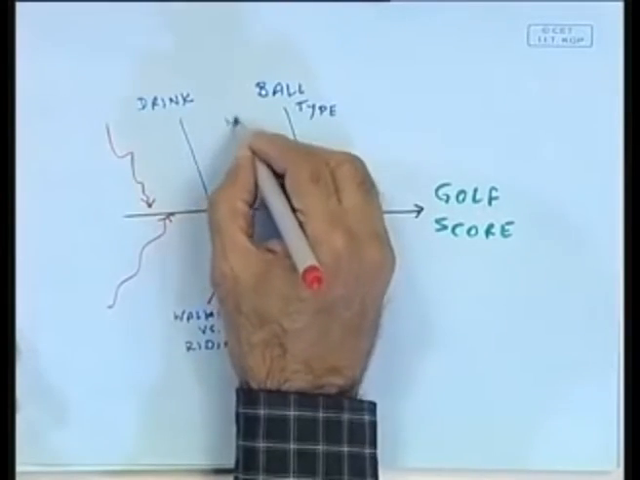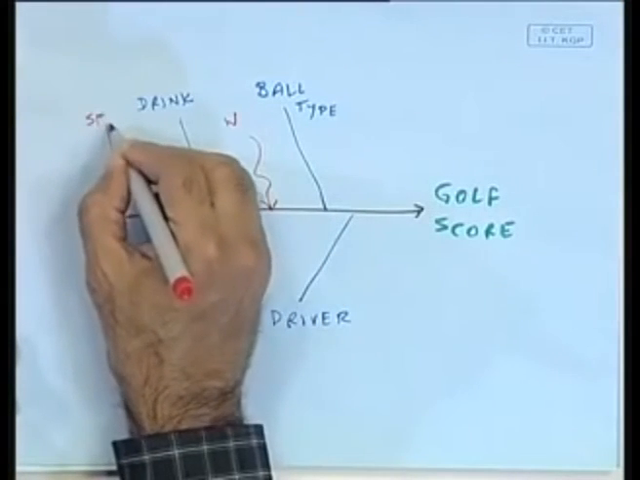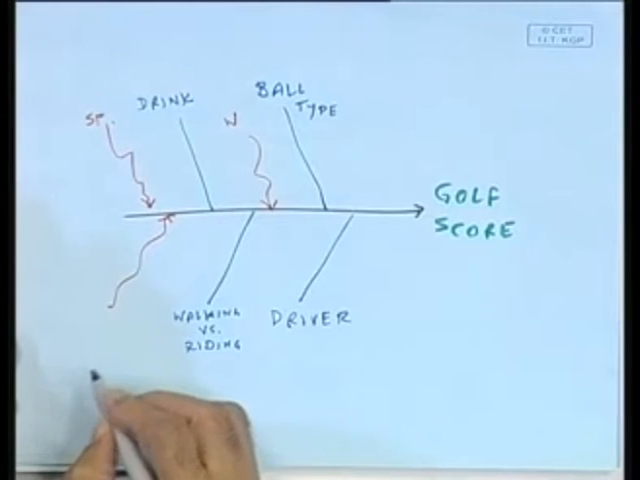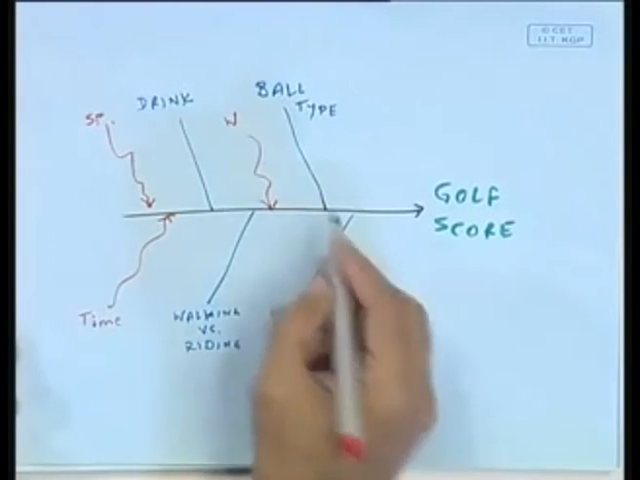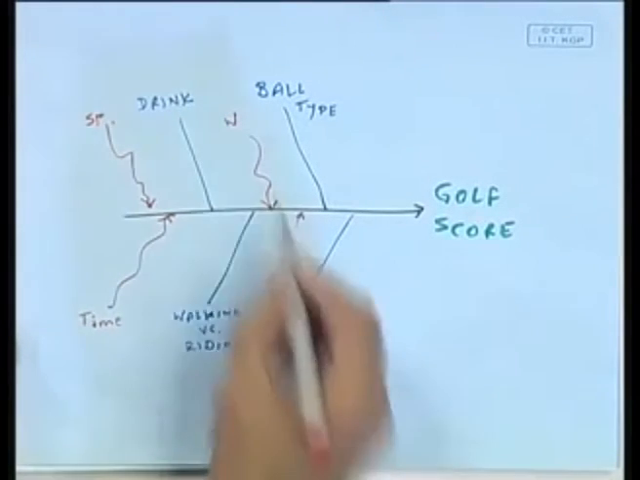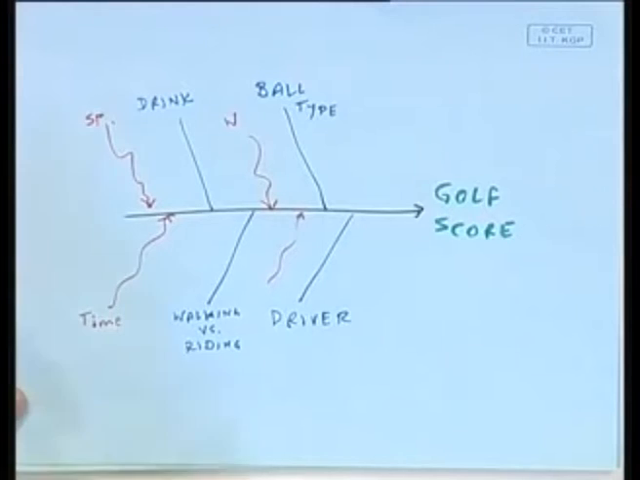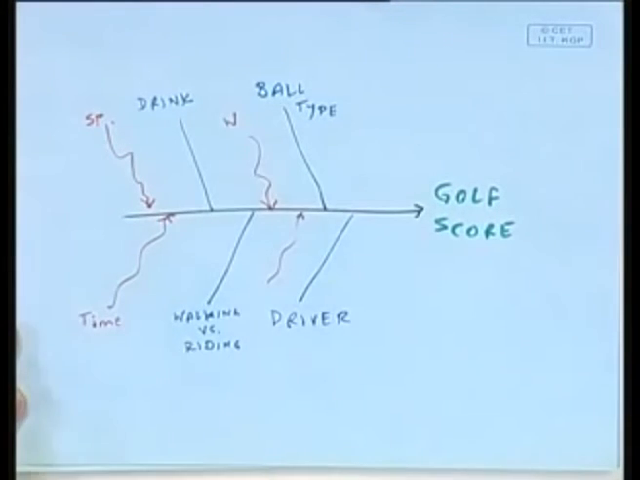This could be weather. This could be the kind of spike I used. This could be the time at which the game is played, and so on and so forth. There are perhaps many other factors, and we are not controlling these. These are going to be the noise factors. The result is going to be, instead of getting a very sharp score every time I play a round of golf, I'll end up with a variation.